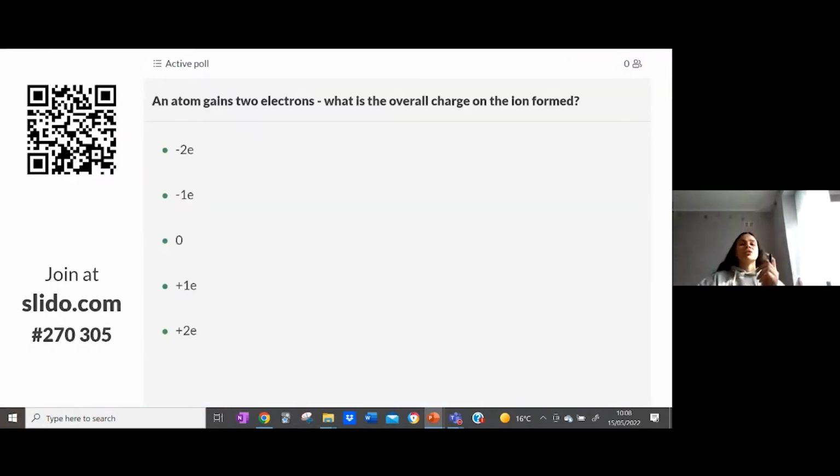So an atom gains 2 electrons. What overall charge has the ion formed?